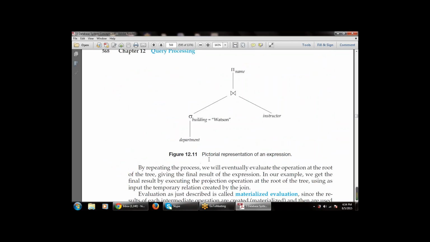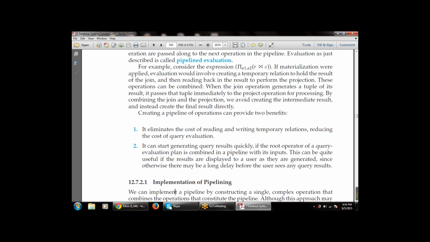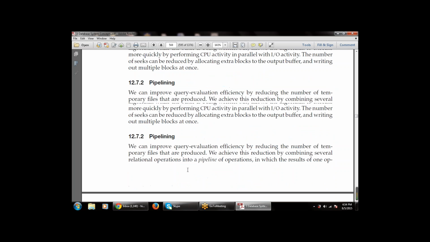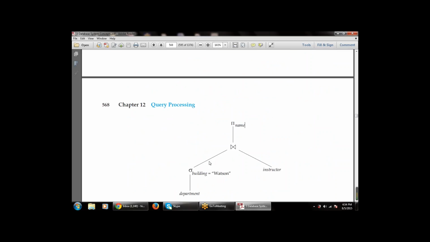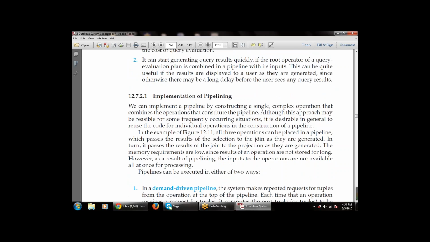This is figure 12.11, the three-stage pipeline: 1, 2, 3. There are three blocks used for the pipelining. All three operations can be placed in a pipeline, which passes the result of a selection to the join as they are generated. In turn, it passes the result of the join to the projection as they are generated. So first the selection passes its result to the join, then the join passes the result to the projection.